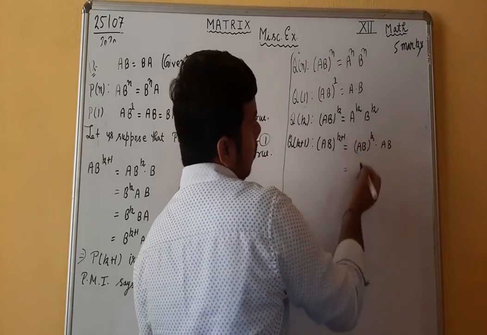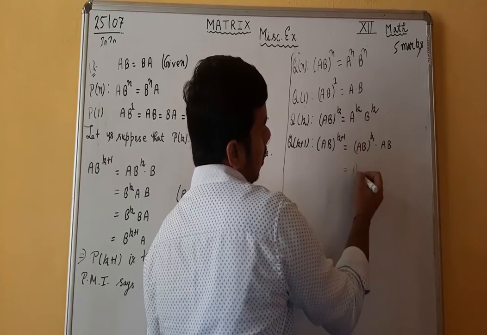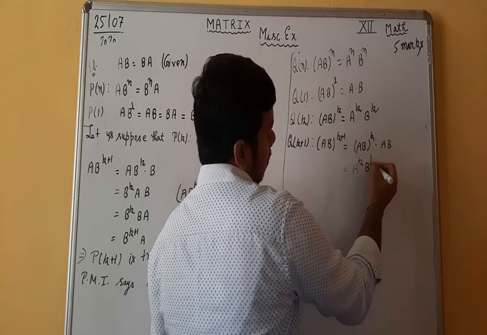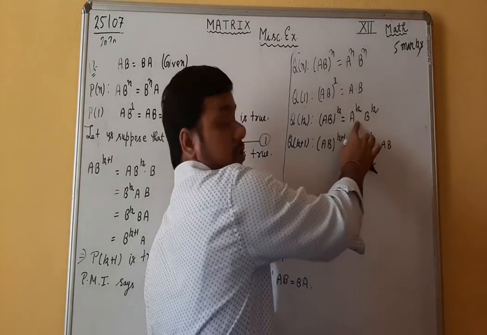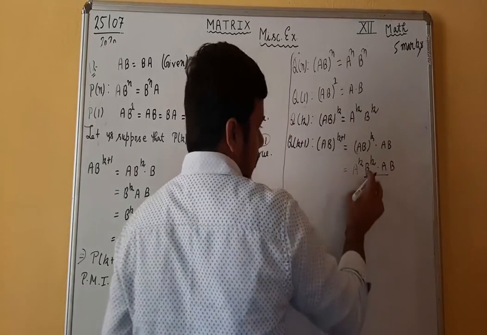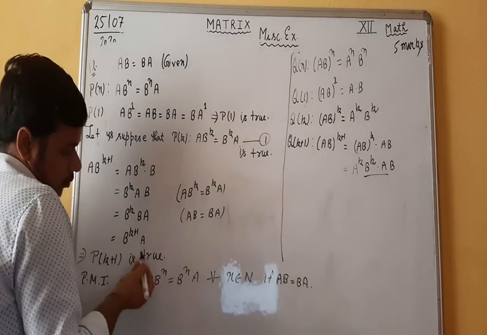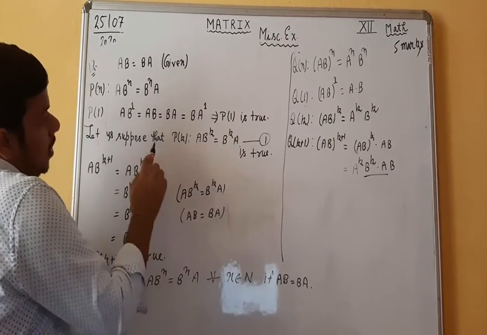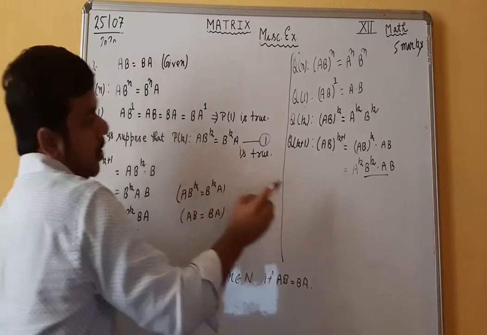Now (AB) raised to the power k is equal to what? A raised to the power k, B raised to the power k. Use this result into AB. Now see this one, B raised to the power k into A, it is equal to (AB) raised to the power k.